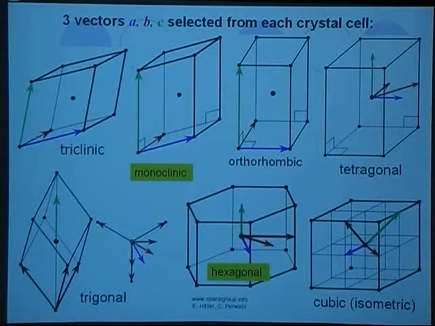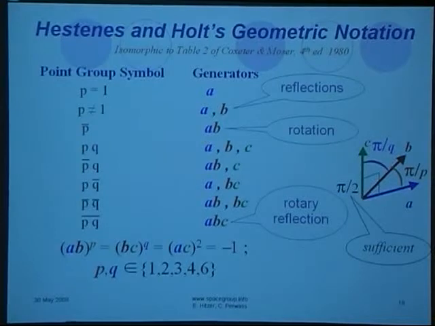So here you see the cells, the 7 cells, and how to select the 3 vectors. And now this is a notation which was introduced by David in the Agacse conference, and comparing it to a book of Coxeter and Moser, in the appendix in table 2 they have an isomorphic notation. So he's also arguing with the angles. And so what does it mean?